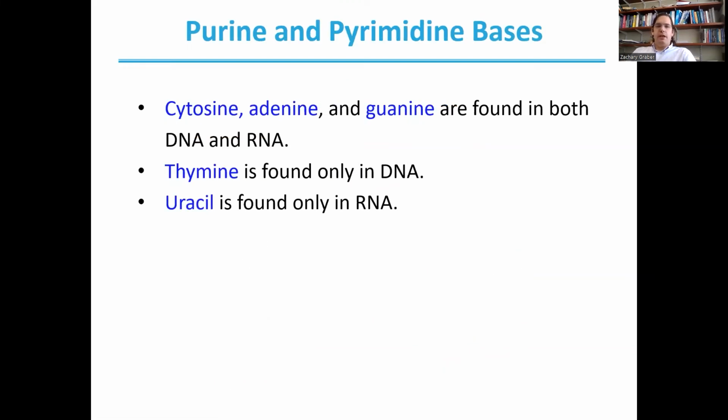Unlike our proteins and our carbohydrates, there are relatively few varieties of monomers for our nucleic acids. So we have 4 main nucleic acid bases that we find in DNA: cytosine, adenine, guanine, and thymine. And then we have one additional base that's only found in RNA, and that is our uracil. So DNA and RNA both share cytosine, adenine, and guanine, and then we have one base that's unique for each of our main nucleic acid polymers.